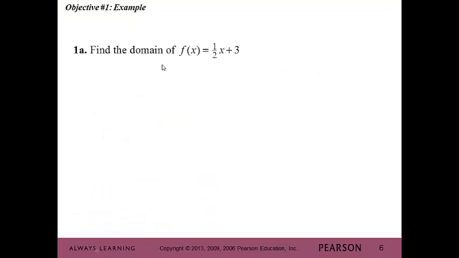Alright, it says find the domain of f of x equals 1/2 x plus 3. Well, we look here and we do not see a denominator. There's nothing dividing. There's no x in a denominator. Therefore, the domain is going to be all real numbers. When it's all real numbers, you can take any value from inside this interval, plug it in for x, and you can expect to get a value back.